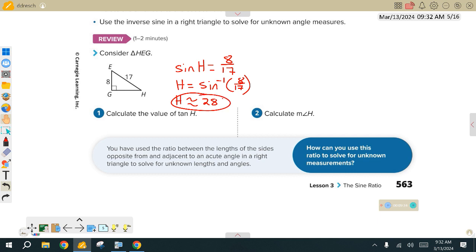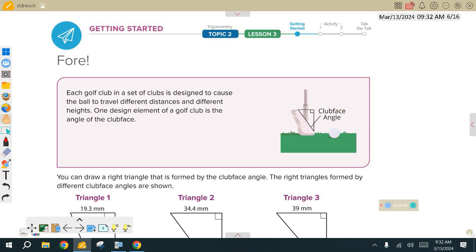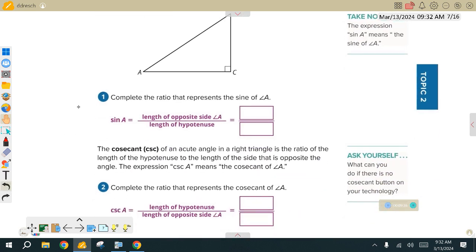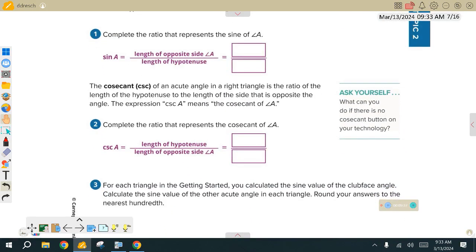Let's piggyback off the sine ratio today. So the sine ratio we know is what? Opposite over hypotenuse, right? With that, as we've been doing the sine ratio, we've got a lot of practice already. Let's talk about its lesser known cousin. That's what we call the cosecant ratio.